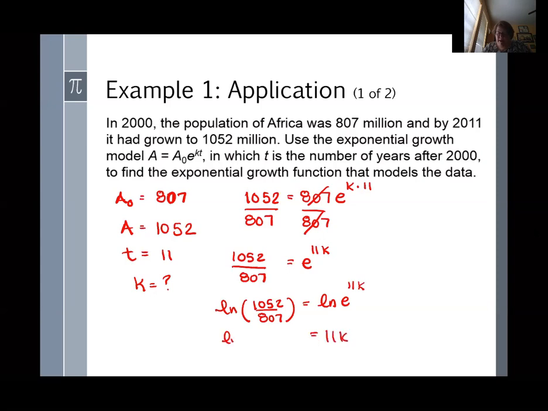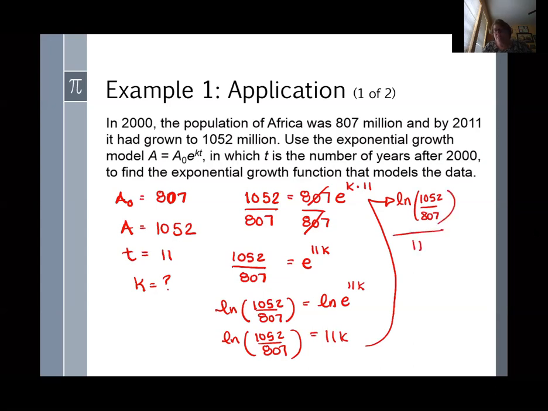And on the left-hand side, I still have the natural log of 1052 divided by 807. Now to find k, I need to divide both sides by the number 11. So I'm going to take the natural log of 1052 divided by 807, and I'm going to divide that by 11, and that's going to give me k.